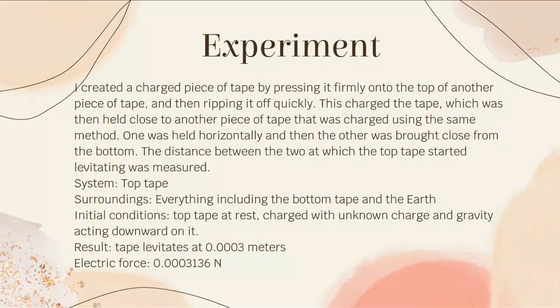The system is the top tape, and the surroundings are everything else, including the bottom tape and the earth. The initial conditions are the top tape at rest, charged with an unknown charge, and gravity acting downwards upon it. The result was that the top tape levitates at 0.0003 meters, and the electric force is 0.0003136 newtons.